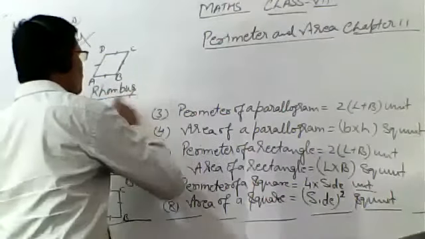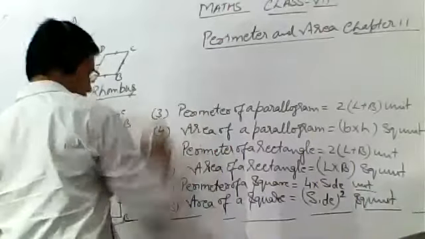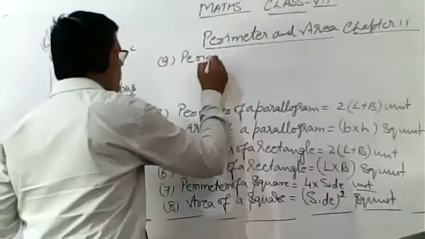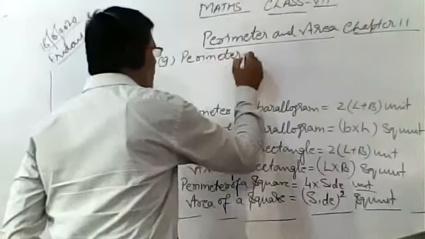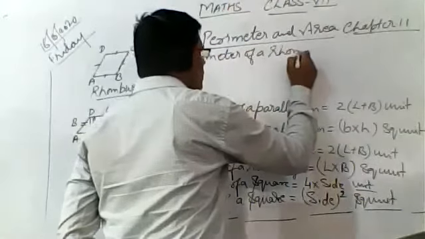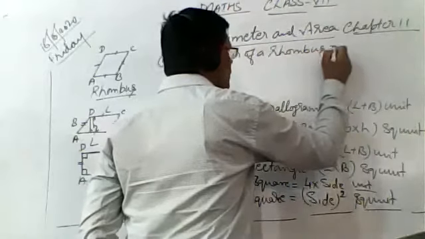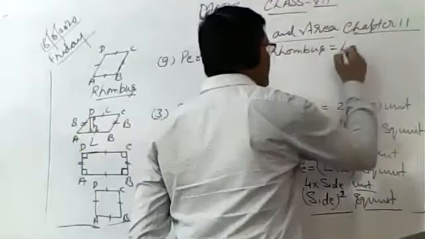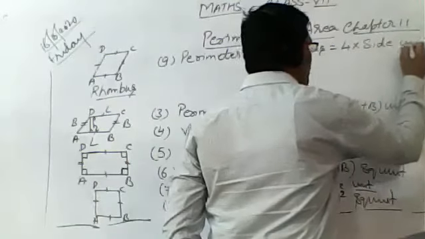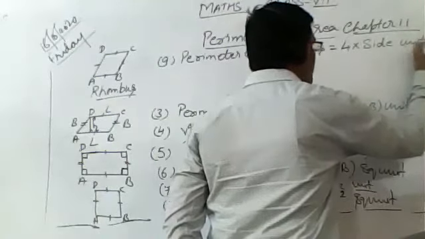The perimeter of a rhombus, 9th formula. Perimeter of a rhombus is equal to 4 into side, and the unit always comes as unit.